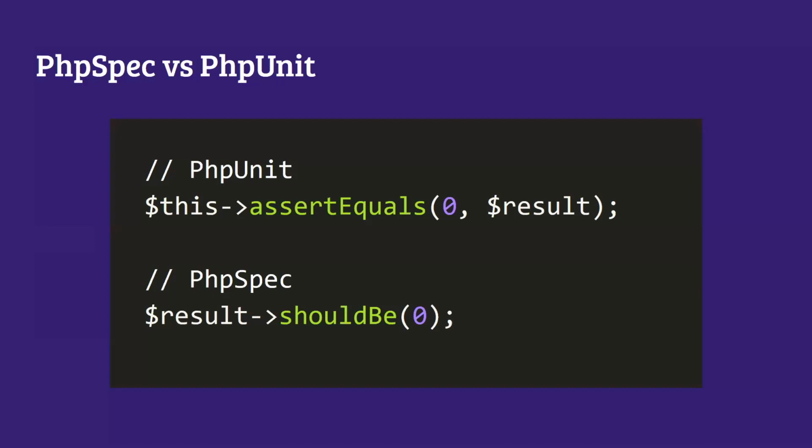Both of these lines of code are doing the same thing, albeit with a subtle language difference. In the PhpUnit example, we assert that the variable result equals 0. In the PhpSpec example, we say that our result variable should be 0. Hopefully, you can see that in this short example, the PhpSpec example is more human readable than the PhpUnit. And this theme continues throughout PhpSpec's framework.